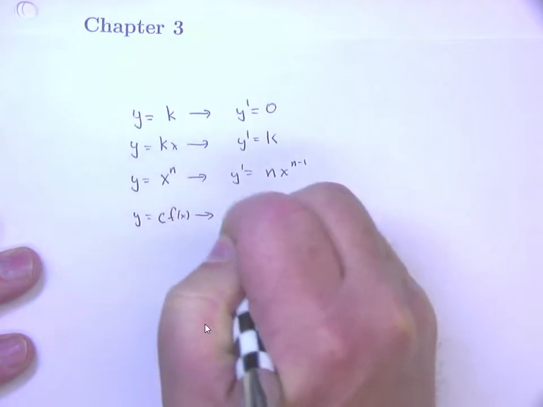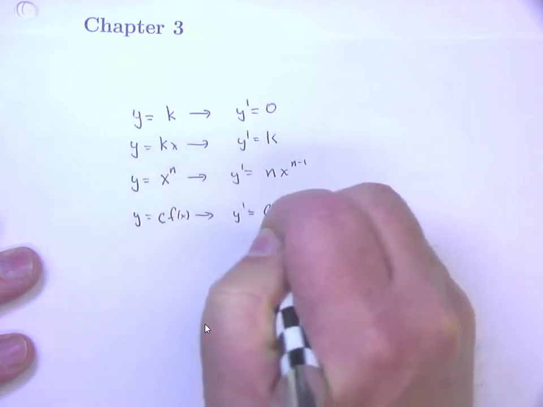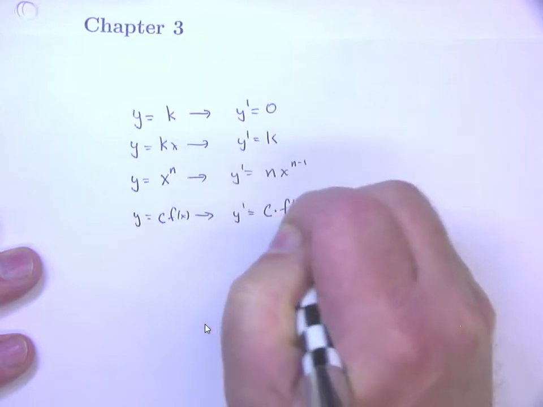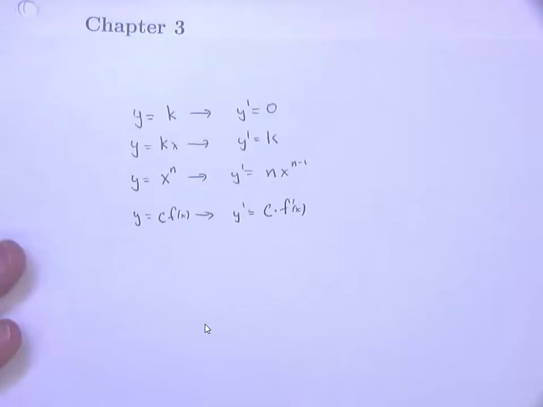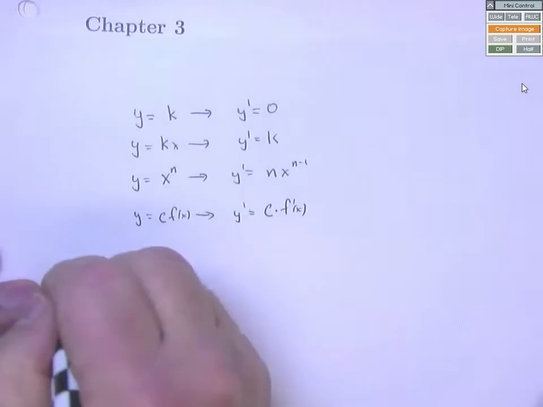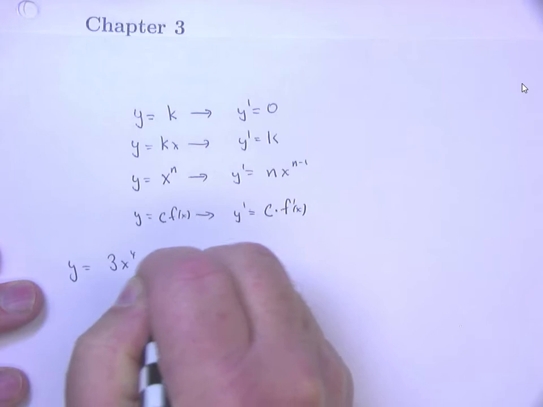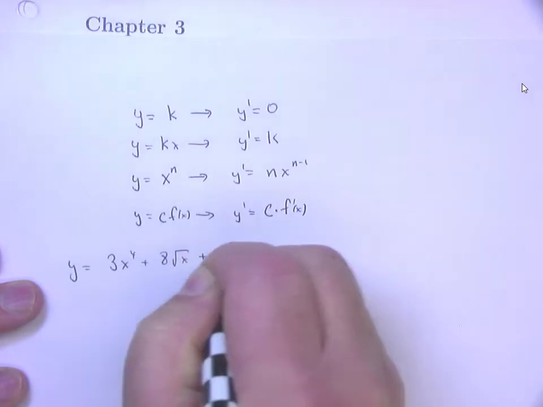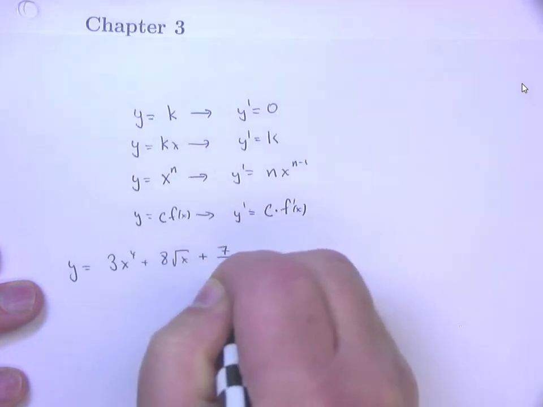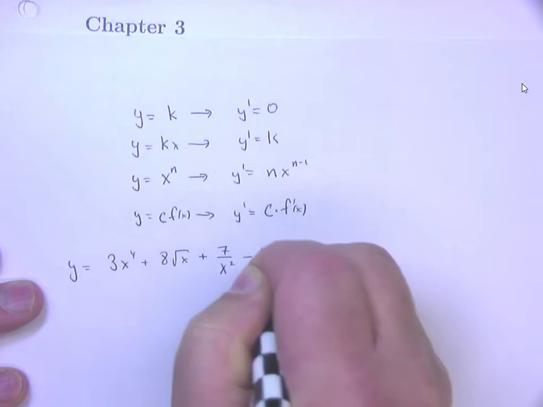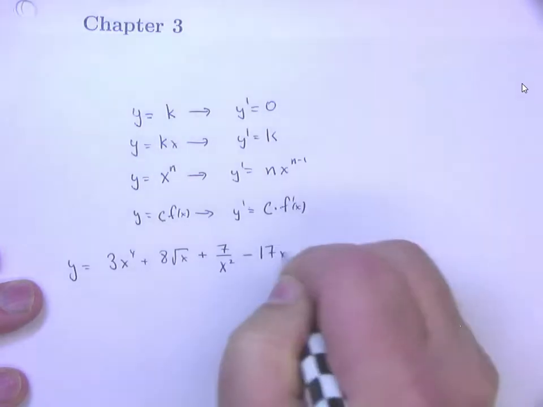And then we had y equals a constant times f of x. The rule about constants when they're being multiplied is you hold the constant, and you take the derivative of the function. These were your basic rules. But the problem had to look like, and here's an example of one right here, y equals 3x to the fourth plus 8 square root of x plus 7 over x squared minus 17x plus 2.